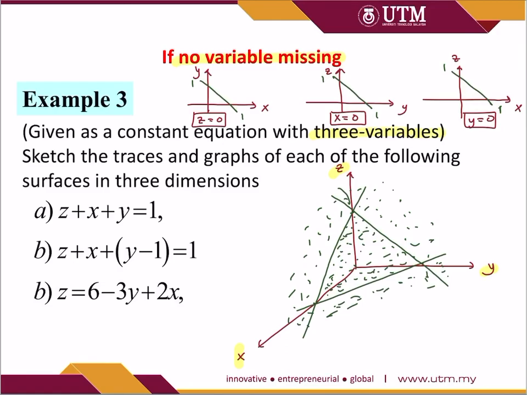Now you want to try the next example. So we have z plus x plus y minus 1 equal to 1, and also z equal to 6 minus 3y plus 2x.